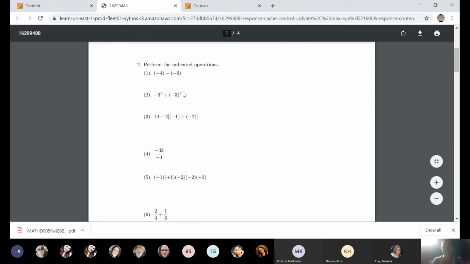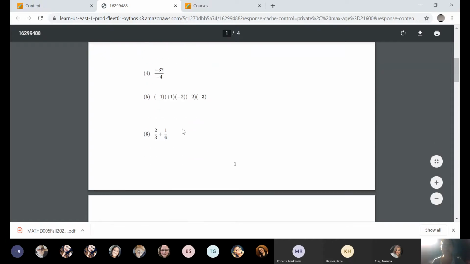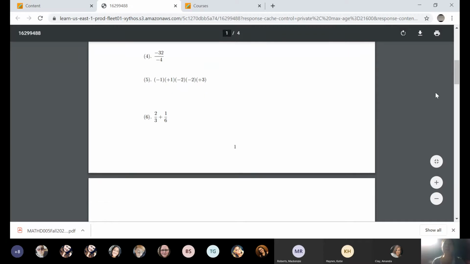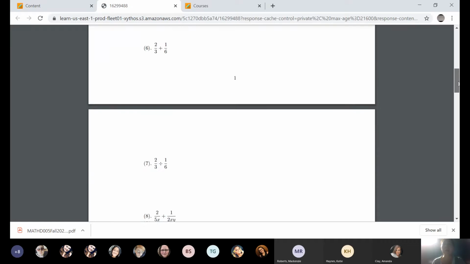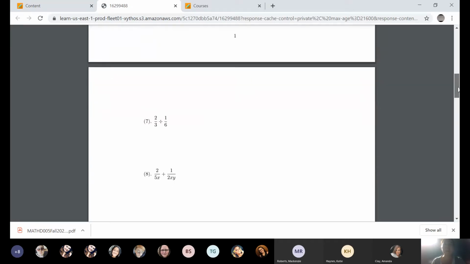And the second type, number 2, would be adding, subtracting, multiplying, exponents, parentheses of signed numbers. Again, I would change the numbers. So maybe I change it to -5 minus -7, something like that. But the type will be exactly the same. Like number 6 is adding fractions. Again, I'll give you two different fractions. But the problems will be all the ones we discussed in class and in homework. So I won't give you anything you never did before.